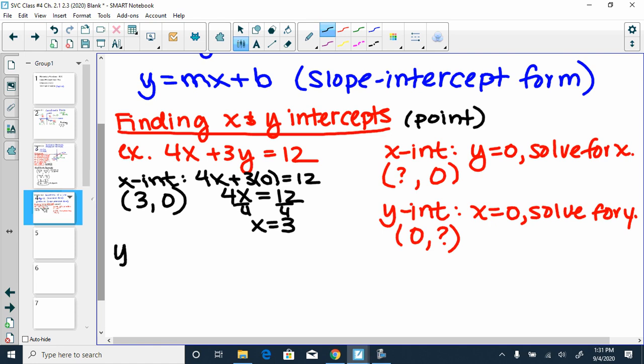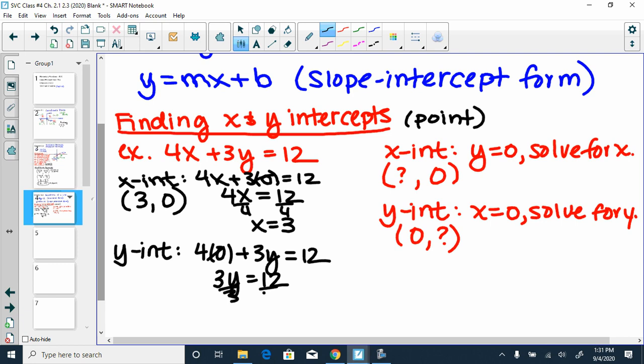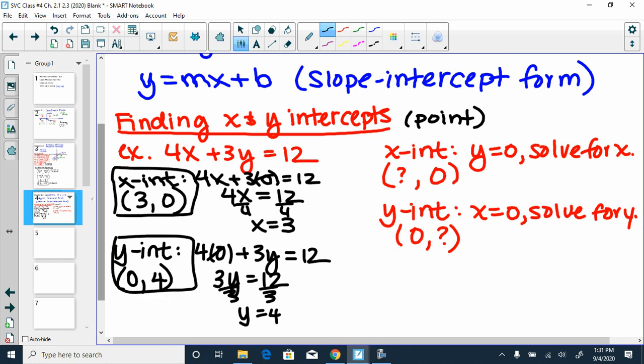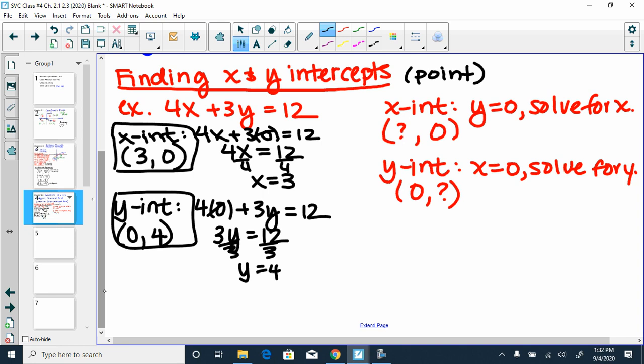Likewise, for the y-intercept, x is equal to 0. So 4 times 0 plus 3y equals 12. That goes away, and you end up with 3y equals 12. If you divide by 3, you get y equals 4. It's not just y equals 4. We found an intercept: 0 was x, and 4 was y. You have successfully found the x and y intercept for that problem. That is definitely easier to do in standard form. That's one of the benefits of standard form, to find x and y intercepts.